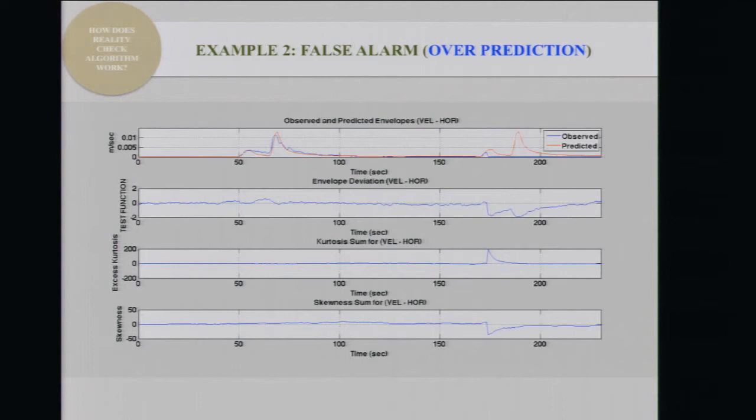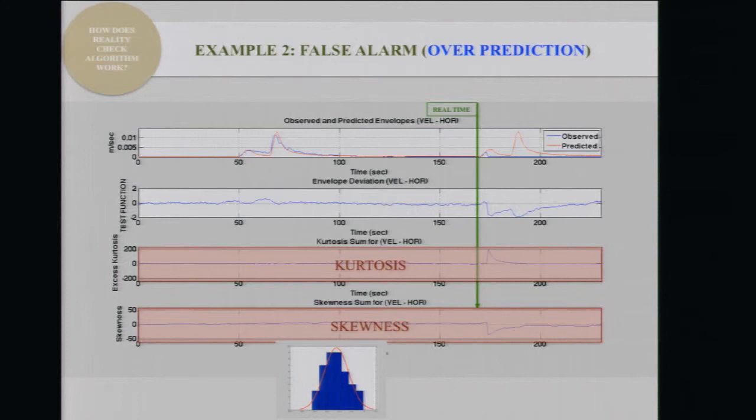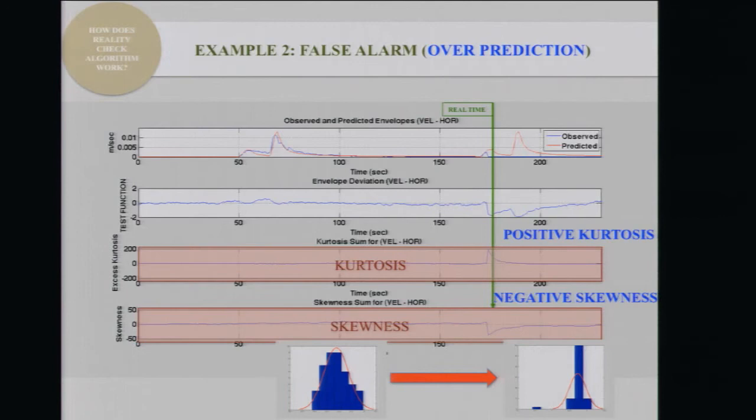We have two peaks, but this time, if you look at the histogram right before the second prediction, even though the histogram shows a normal distribution, by the time we make the prediction and realize actually there is not an event, we see an outlier on the left side of the mean this time.